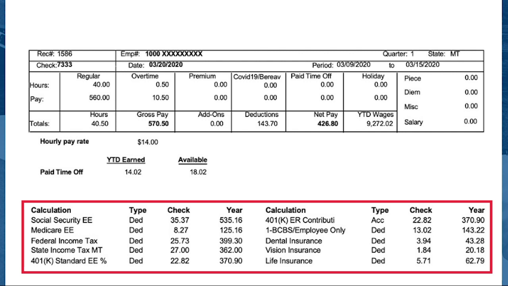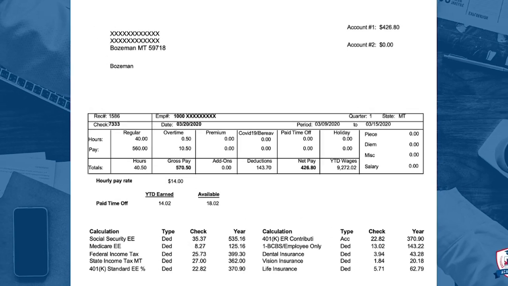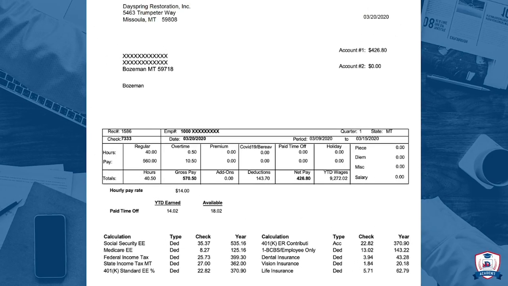So if I didn't cover something that is on your pay stub and you are unsure what it is, please reach out to the accounting department or HR.